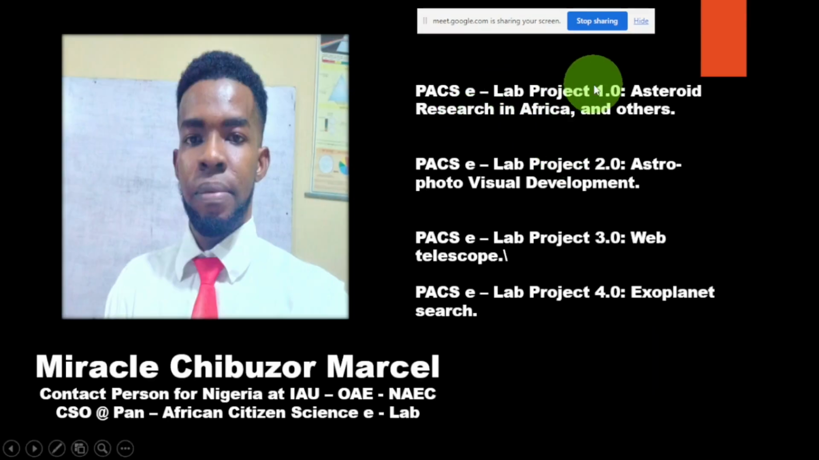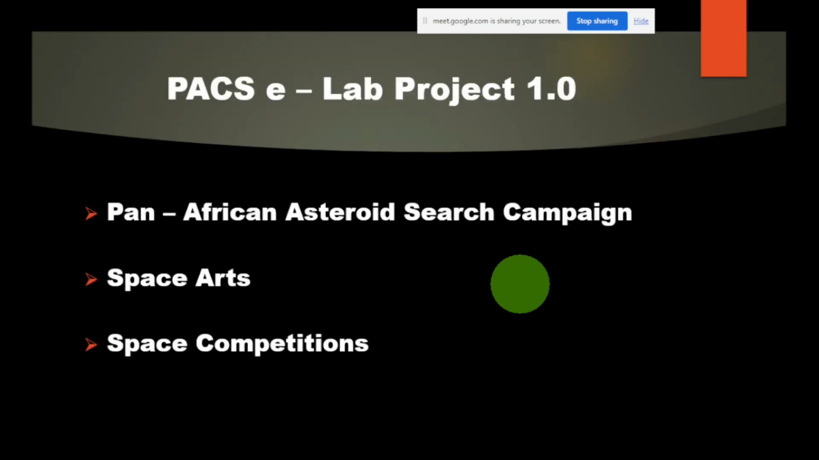So these are some of the projects we carry out. We have PASCAL Project 1.0, the asteroid research in Africa and others. We have PASCAL 2.0, astrophotography and visual development. We have PASCAL 3.0, the Webb telescope. Then we have PASCAL 4.0, exoplanet search. I'm going to explain each of them one by one.